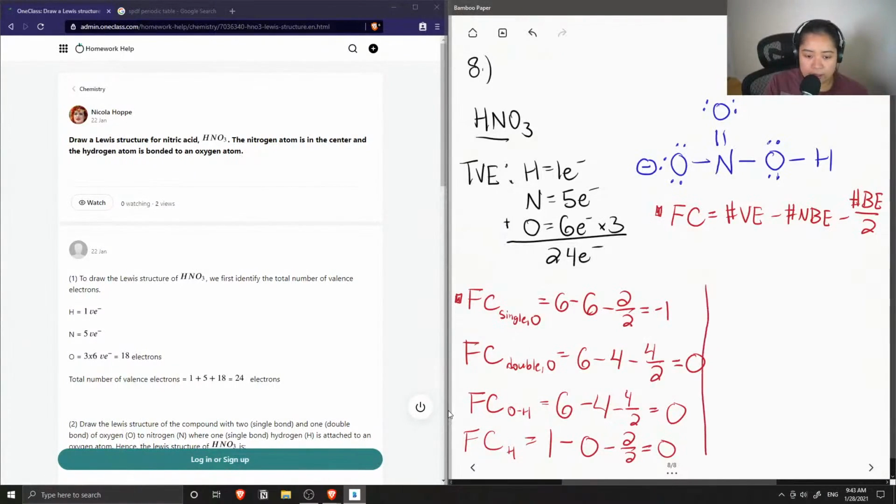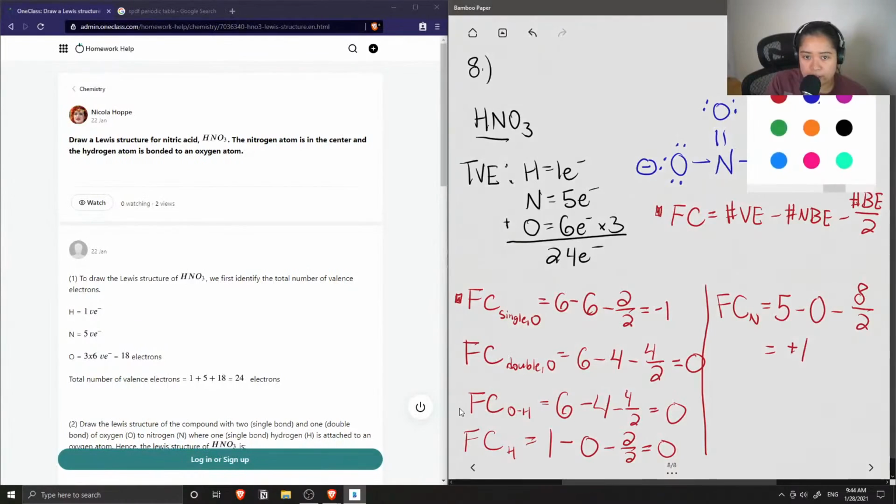And finally, let's calculate the formal charge of nitrogen. Nitrogen has 5 valence electrons. There are 0 lone pairs in this structure on nitrogen. And there are 4 bonds to the nitrogen, so that means we have 8 bonding electrons divided by 2. So 5 minus 0 minus 4 is +1.